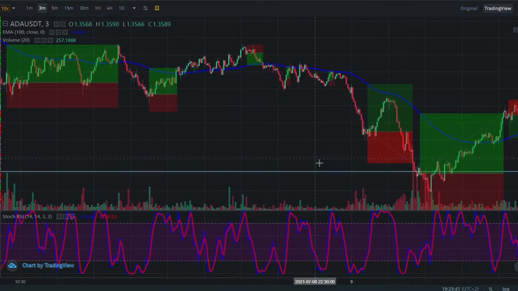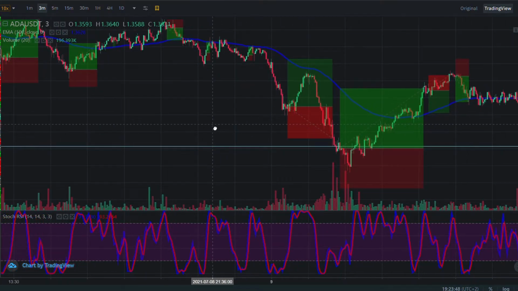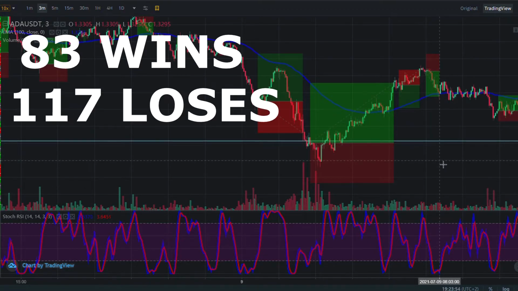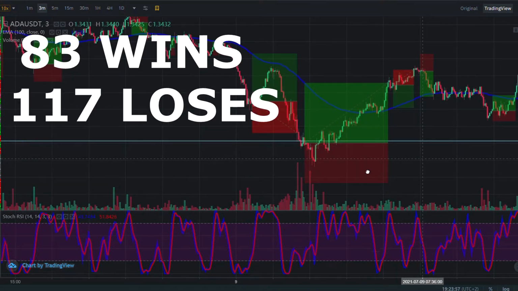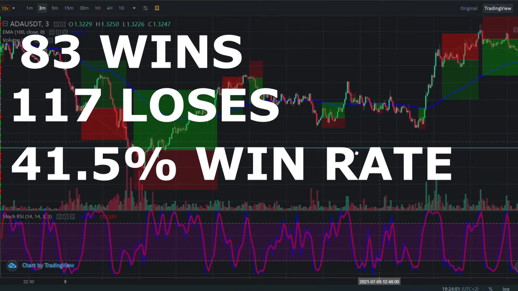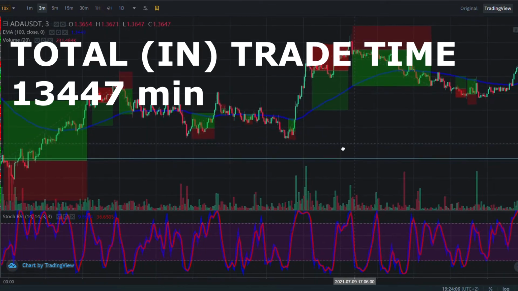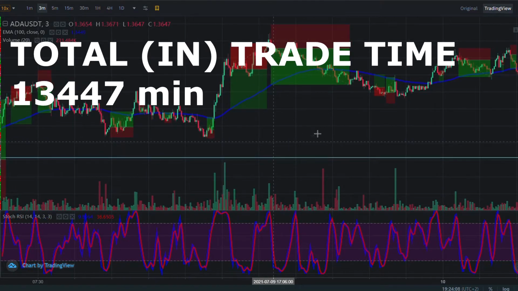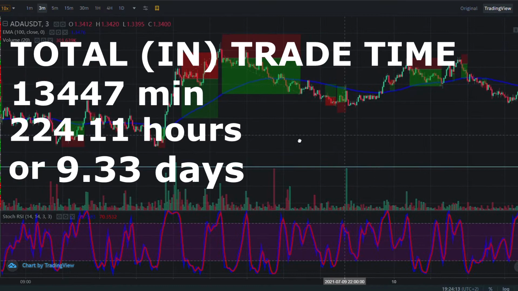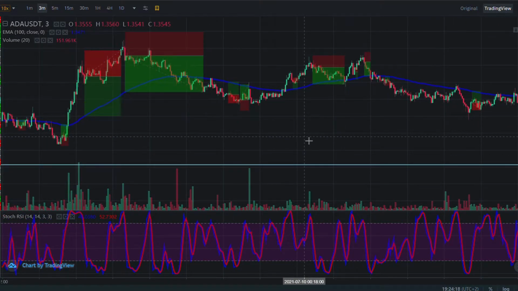So this is how it would be if you did this with your account. Out of 200 trades, 83 of them would be wins and 117 of them would be losses. So that's a 41.5% win rate. In total, all of these trades together lasted 13,447 minutes or 224.11 hours or 9.33 days. The average trade is 66 minutes long, and that's because of the large ones.